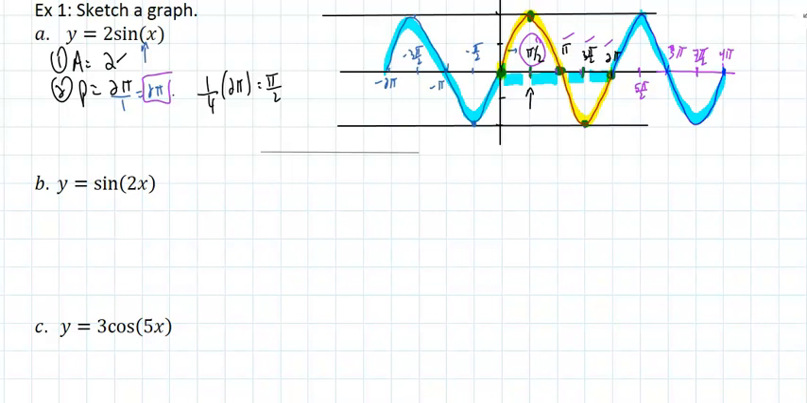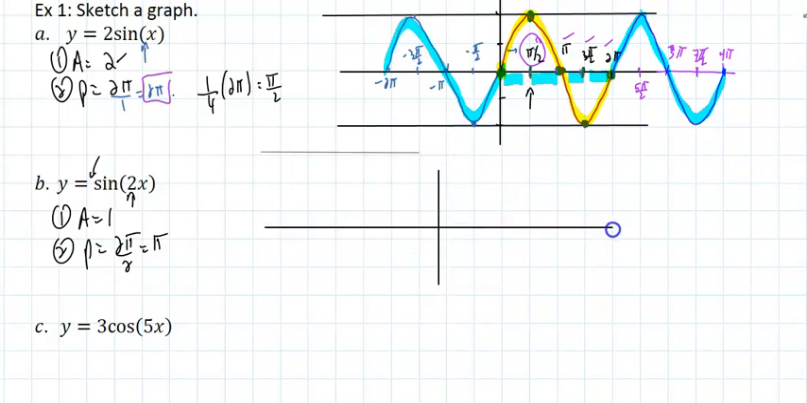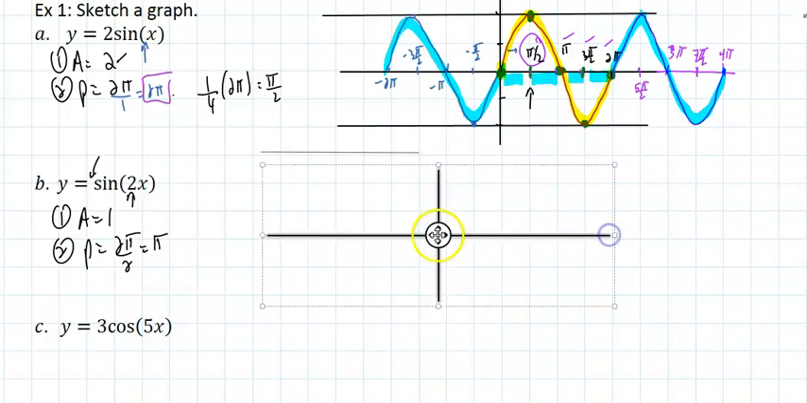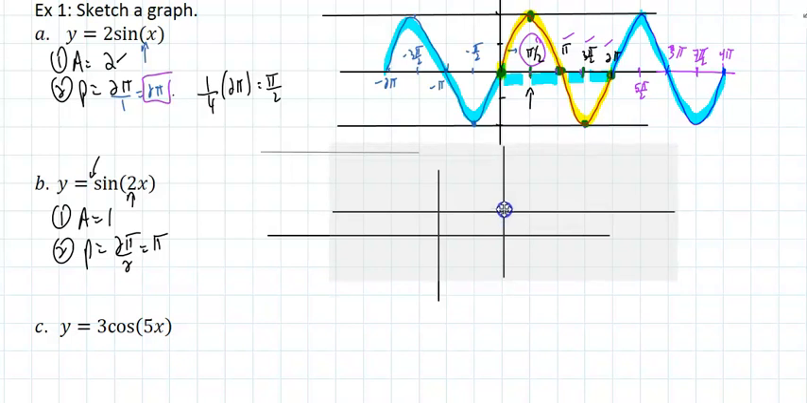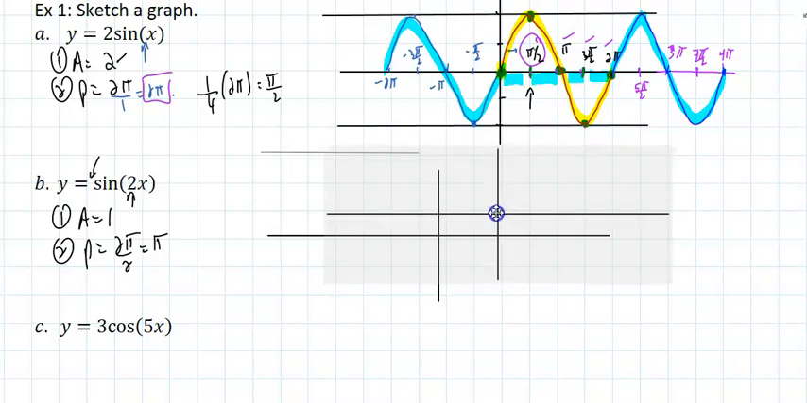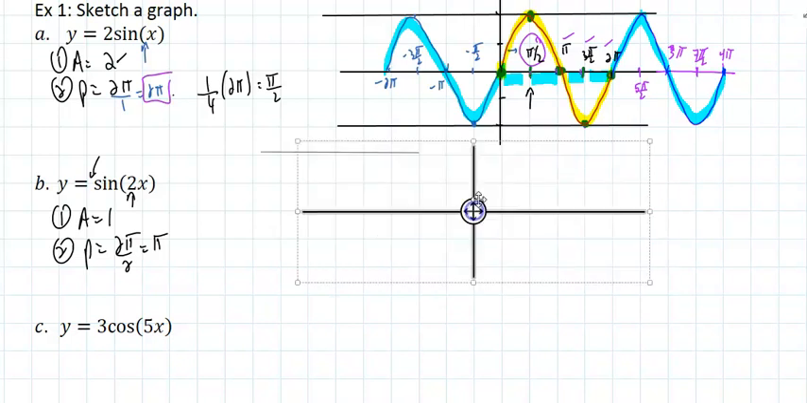When I look at this problem, amplitude is 1. It's the number in front of the trig function. The period is 2 pi divided by this number, which is pi. This graph is compressed. Now remember, you could graph it anywhere you want, and I'm going to graph them all. They're going to look identical. Graphing is the easy part. Labeling is the challenging part.